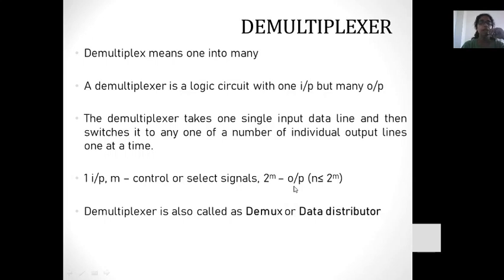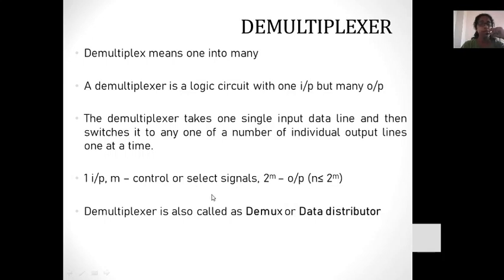If m is the number of control signals, then this demultiplexer can have a maximum of 2 raised to m output lines. And I am telling you that it is not necessary that the demultiplexer should have 2 raised to m outputs. It is the maximum. It can be less than 2 raised to m, but it cannot exceed 2 raised to m, if m is the number of control signals. I hope you got the point. One input, m control signals and 2 raised to m maximum output lines.